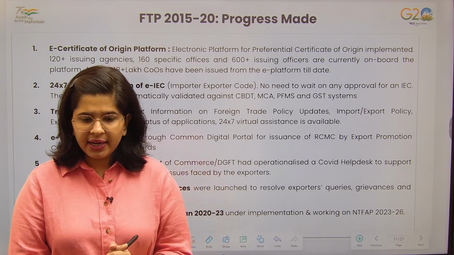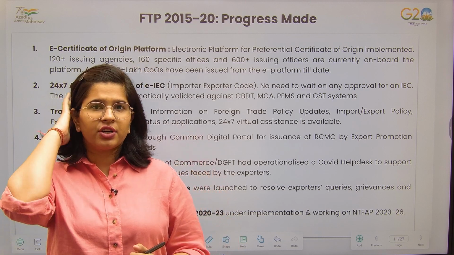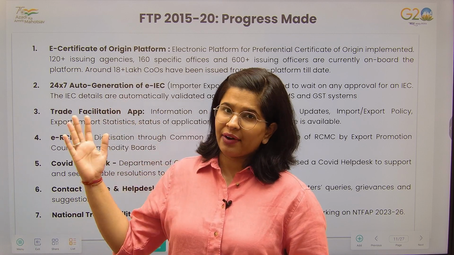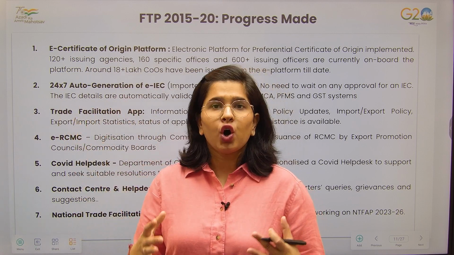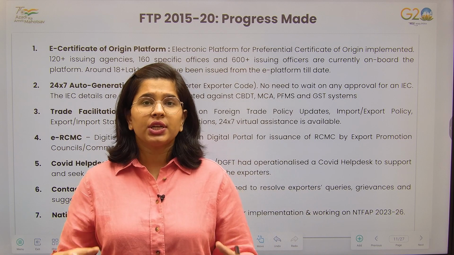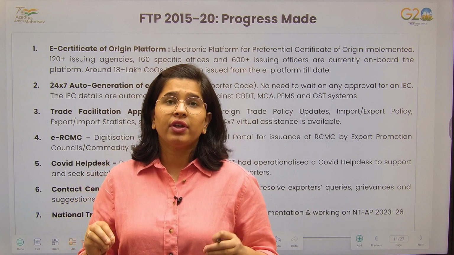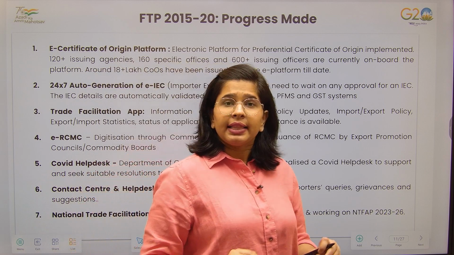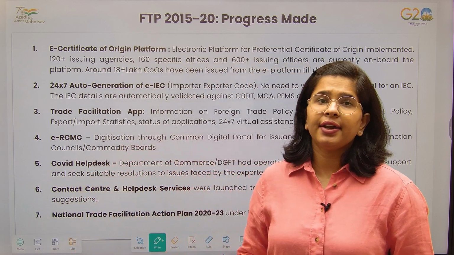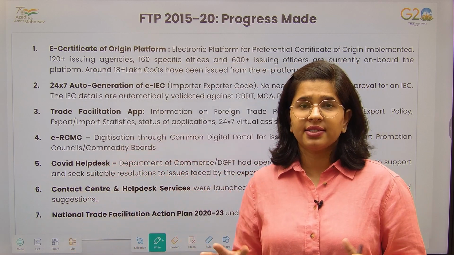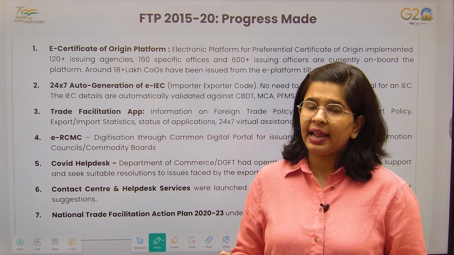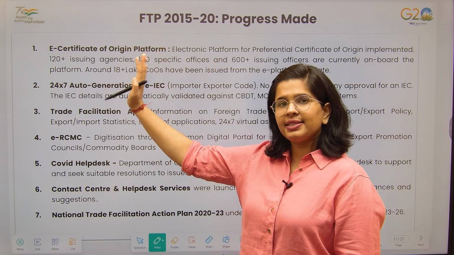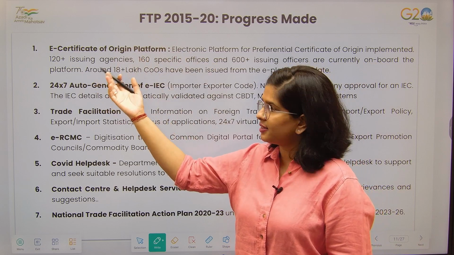So that is why India, that is your DGFT, Directorate General of Foreign Trade, came up with this e-certificate of origin platform. Here, suppose all these products which are being generated in India, they have their origin in India, they have been made by the Indian manufacturers, they will get a certificate of origin, and for that they will have an online facility. They can access this facility and they will get their certificate.